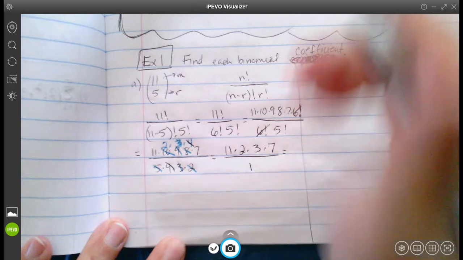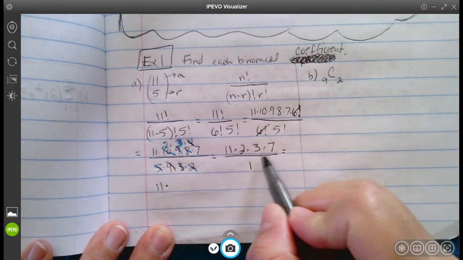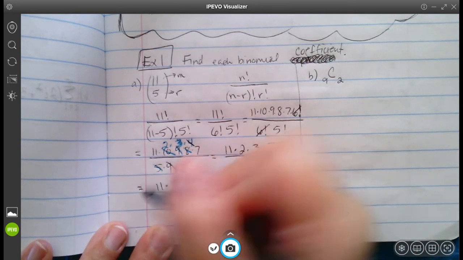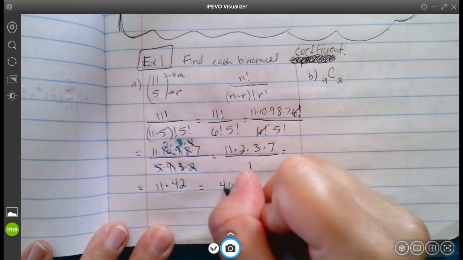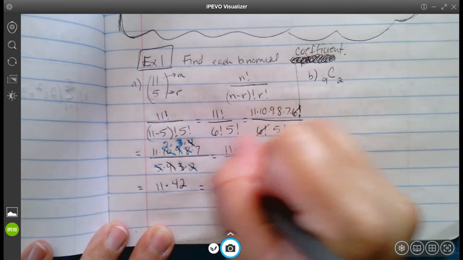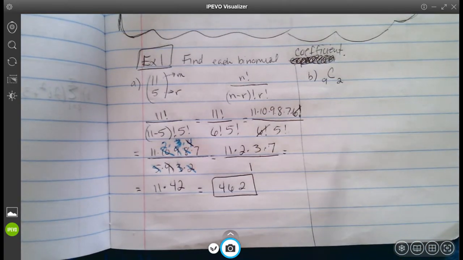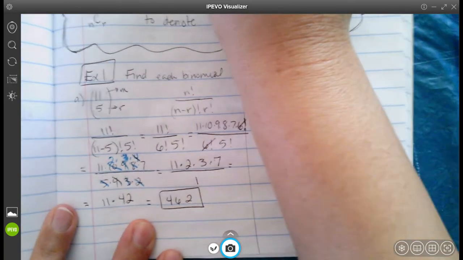Let me multiply that really quickly. 11 times 2 times 3 is 6, wait, 2 times 3 is 6, and 6 times 7 is 42. I'm not going to worry about the 1 anymore at this point. 11 times 42 is 462. Mental math, guys, mental math. There you go, there's the answer for the first one. Second one, letter B, we have the same thing, but just different notation.